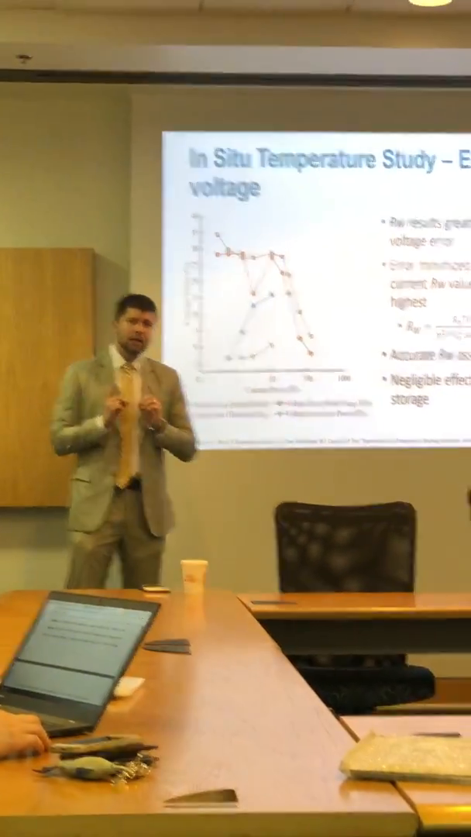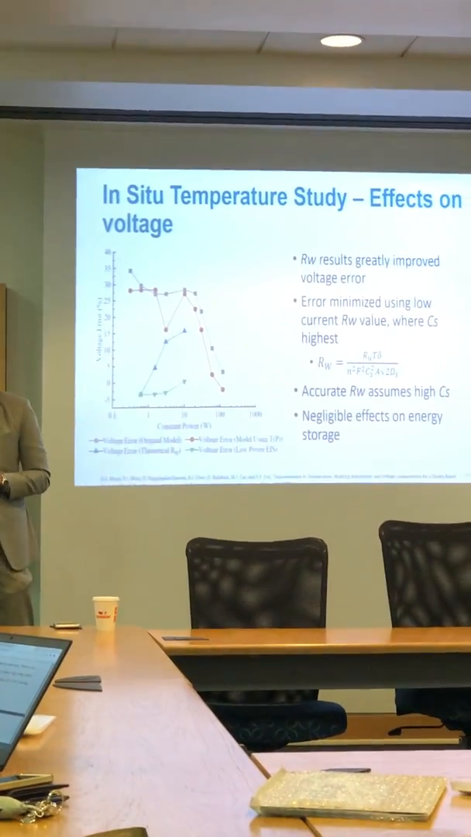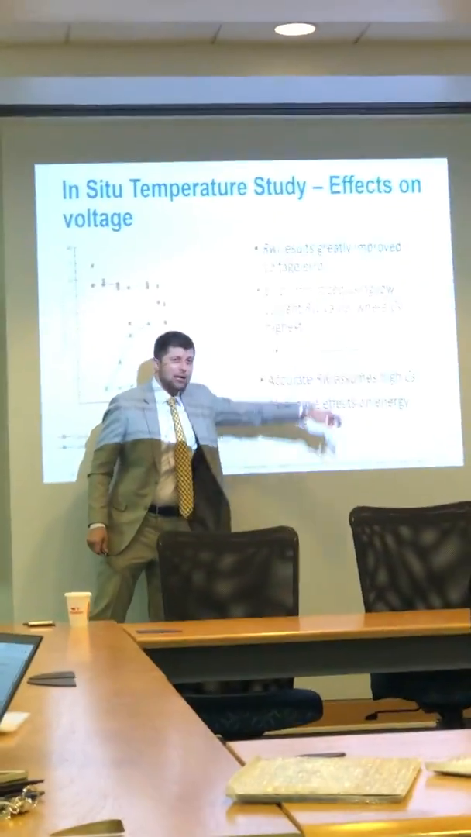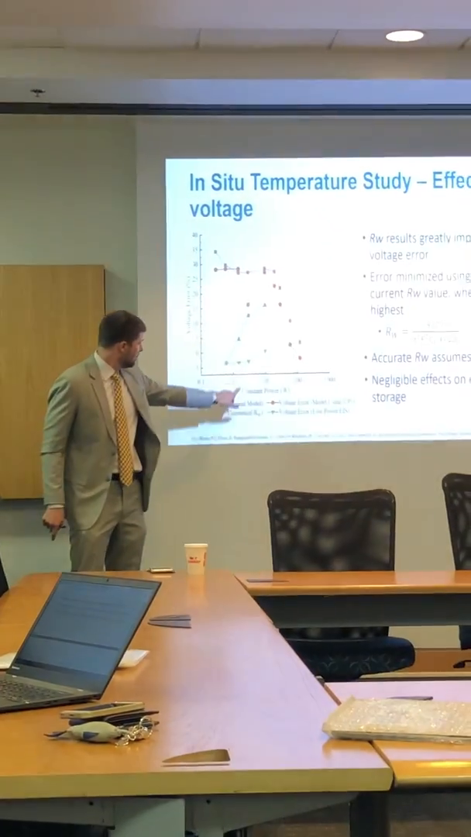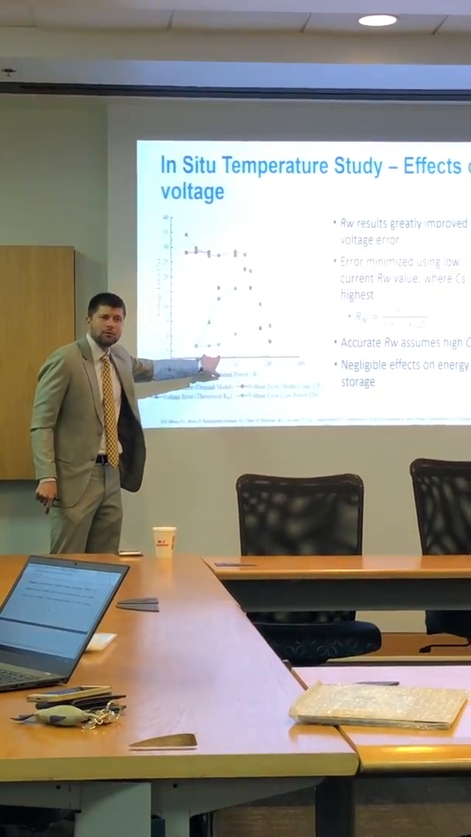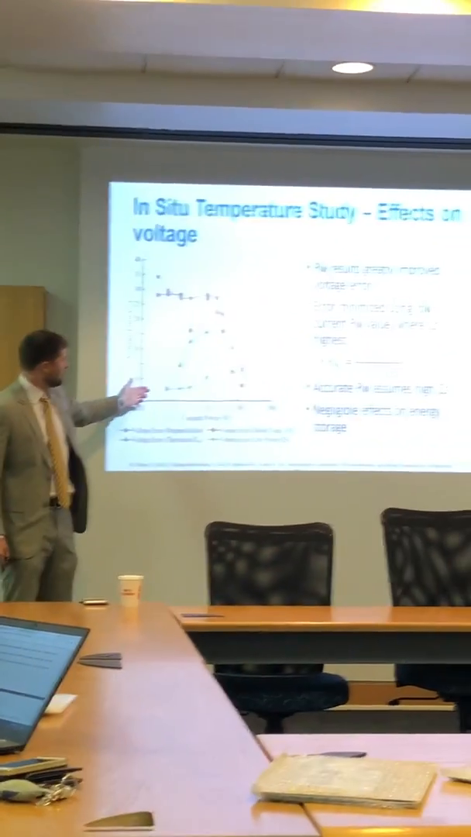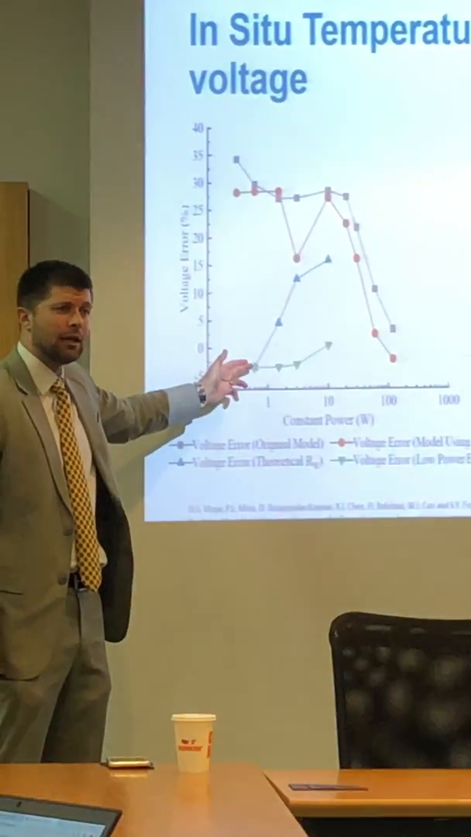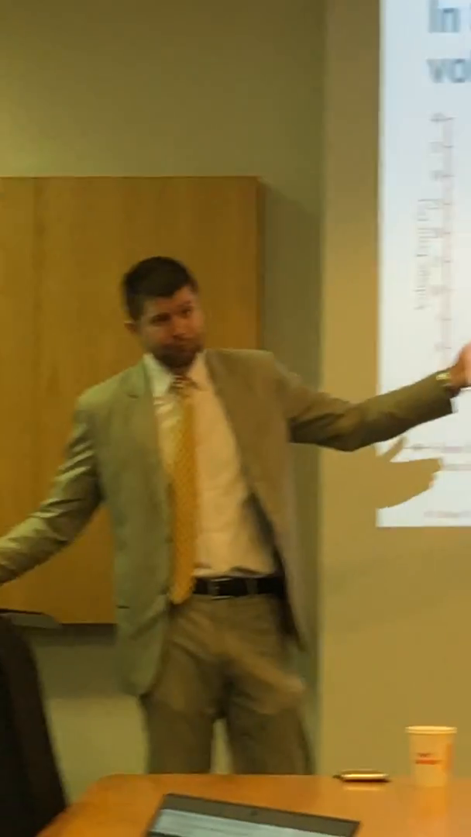However, if I use the very low current Warburg resistance value, which assumes my CS value is maximized, so the maximum number of these ions are intercalating into my electrode, my error is less than 4%. So now my voltage error is accurate, and I've had no change on my energy storage. So now I have a very accurate model.